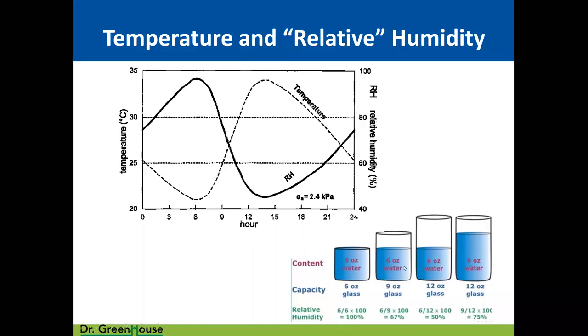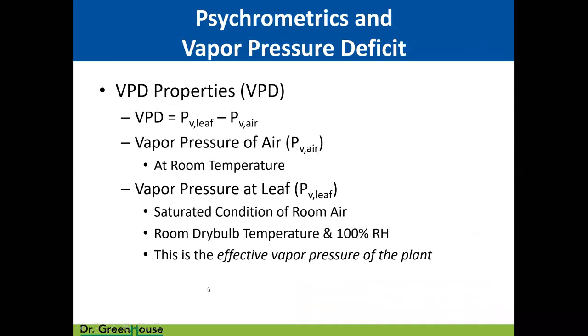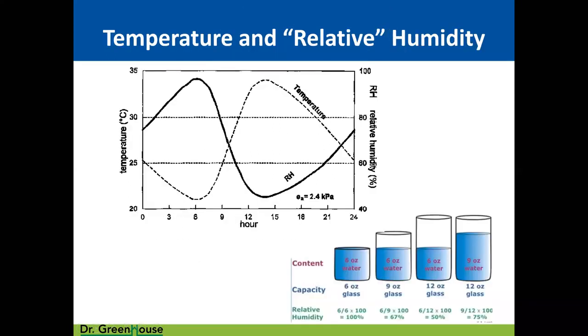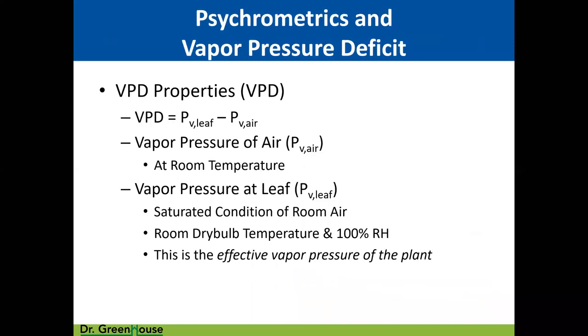So if you look at these two middle glasses, this one on the left would be, say, 60 degrees, and this one on the right could be 80 degrees, and we would get a different relative humidity, but the same quantity of moisture. That's why it can be very confusing to talk in terms of relative humidity. On the other hand, vapor pressure deficit is an absolute difference. So we know how much water is in the air versus how much there could be.